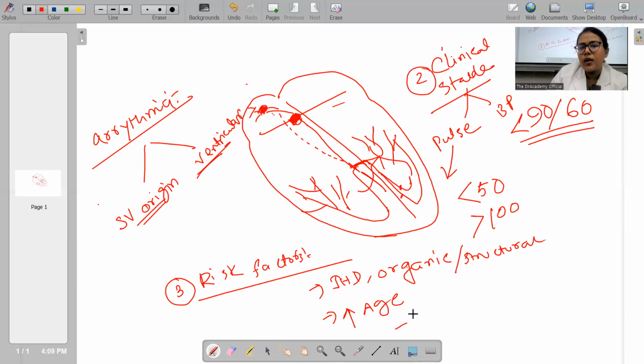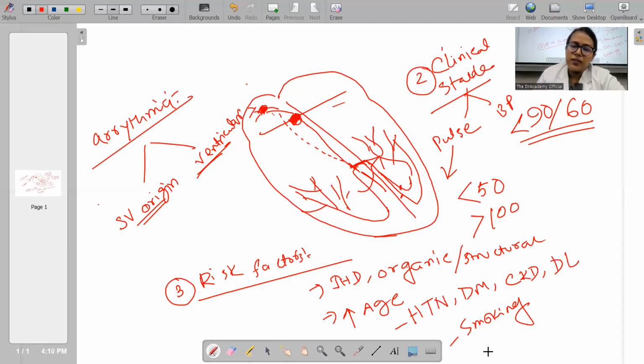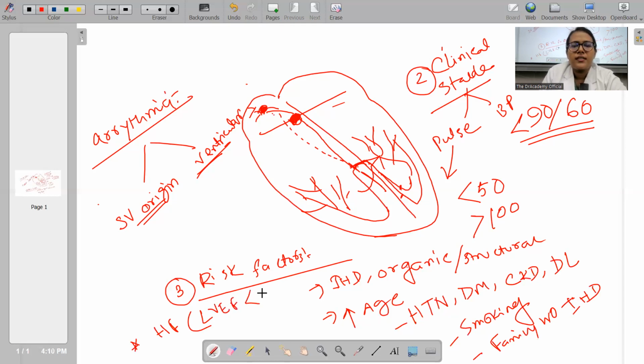Number three would be other comorbidities such as uncontrolled hypertension, diabetes for a long time, CKD or kidney impairment, smoking, dyslipidemia, and family history of ischemic heart disease. These are the important risk factors, as well as any concomitant heart failure, that means if the left ventricular ejection fraction is less than 50%. Concomitant heart failure actually adds to poor outcome related to any type of cardiac arrhythmia.